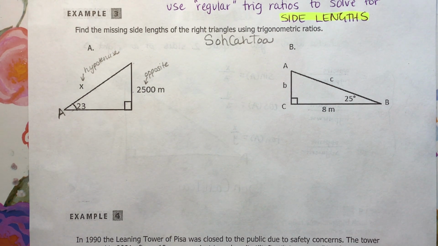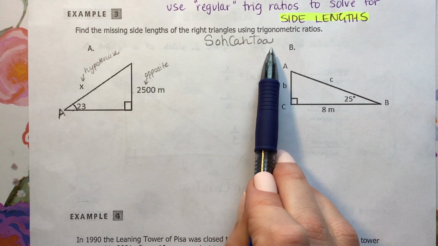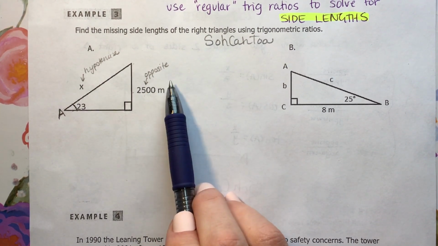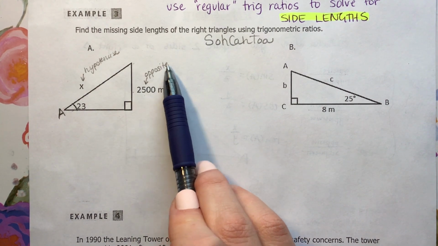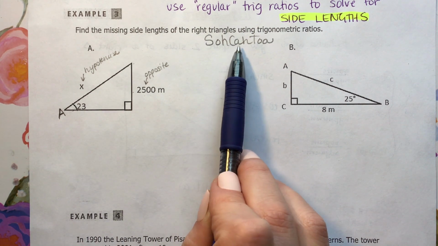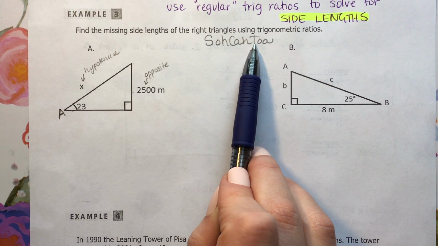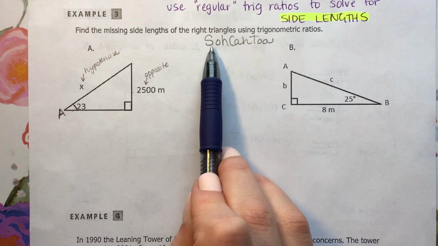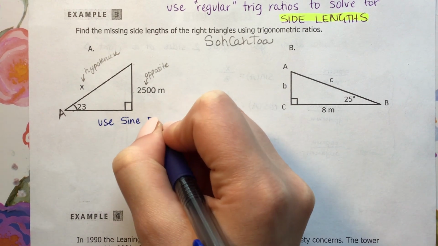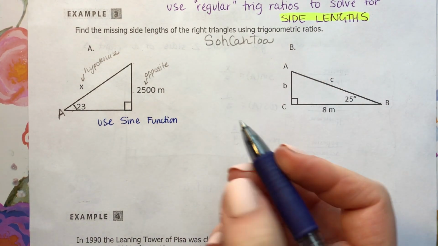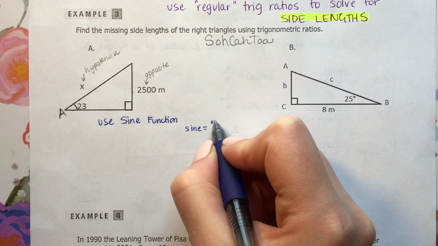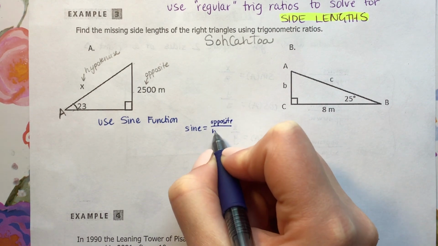I'm then going to come up here and look at my trig functions and ask myself, what function has the opposite side and the hypotenuse both in them? Well, it can't be cosine because that has an adjacent in it, and it can't be tangent because that has an adjacent in it. So it has to be sine. So I now know I'm going to use my sine function. And I'll write it over here again. Sine is equal to opposite over hypotenuse.